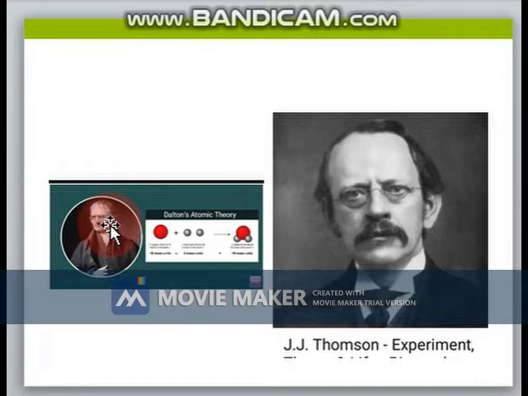So these are pictures of John Dalton, J.J. Thomson, who are the first individuals to come out with the structure of the atom. And then later we'll be looking at the picture of E. Rutherford. We'll be moving to the next slide soon.